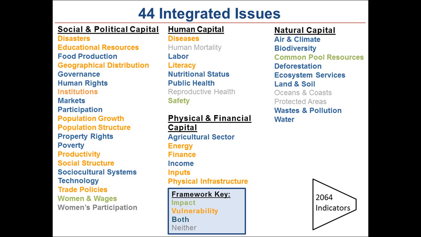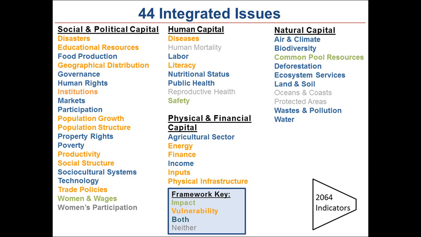Again, our team has collected a concurrent list of over 2,000 indicators that provide information about each of these 44 issues. And you can see that this is shown here at the funnel on the bottom right of the screen. So keep an eye on this funnel as we proceed through this demo, and you will notice how this number slowly becomes more manageable as we go through this process.